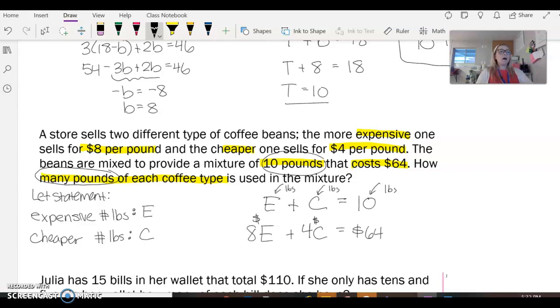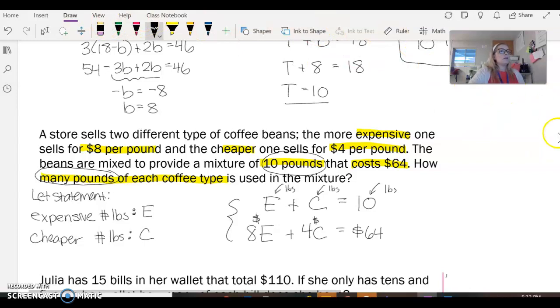And so now, again, here's my system. And I would probably solve for E or C up here, and then you could go ahead and use substitution. Eventually, we'll learn another way that's also a little bit quicker, and in my opinion, it's my favorite method to use. But for now, use the substitution method.